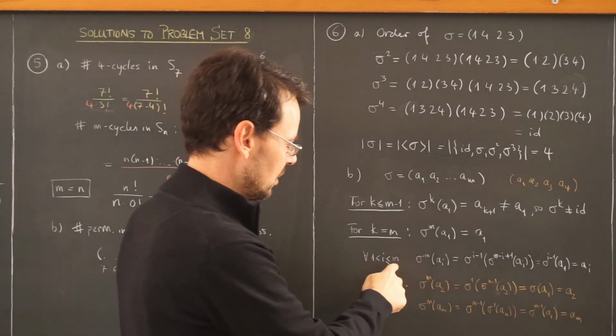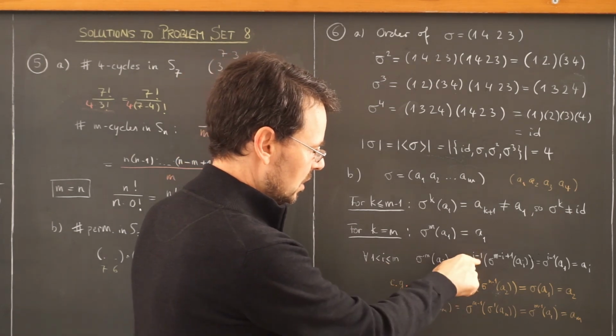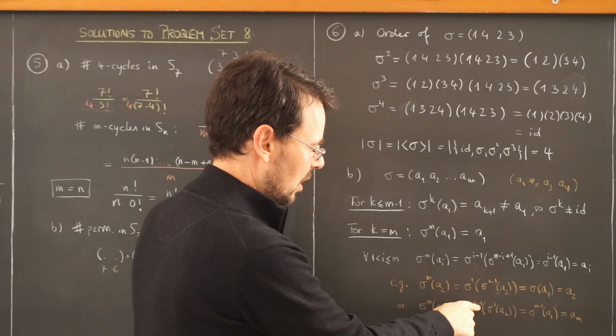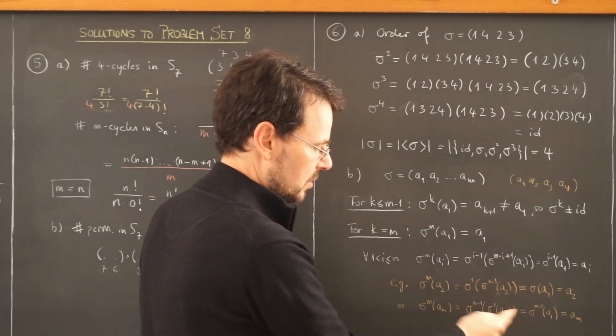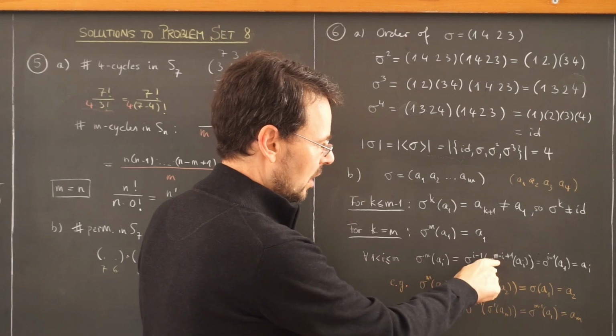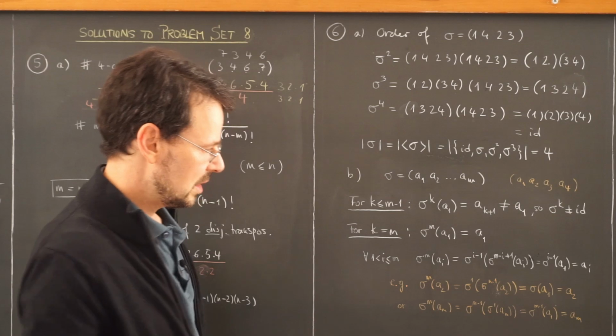Or another case would be i equals m. Let's see. In this case, this decomposition becomes sigma to the m minus 1, and here simply sigma to the first power, so sigma itself. Why? Because m minus m is 0, so here only sigma remains.